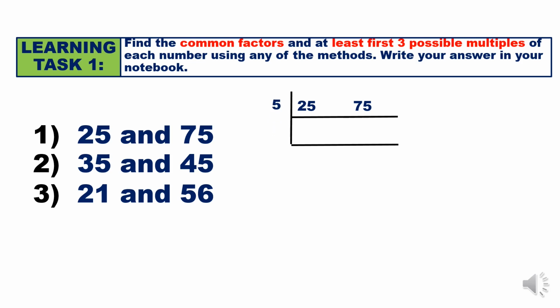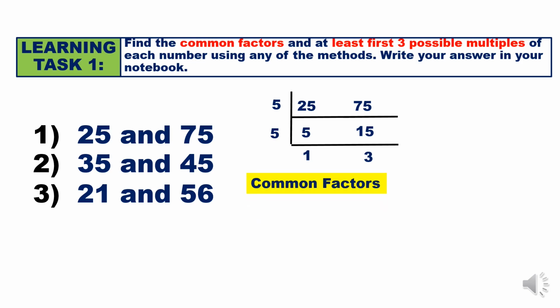Divisible siya ng 5. 25 divided by 5 equals 5. 75 divided by 5 equals 15. Sa 5 and 15, divisible ba siya ng 5? Yes. So 5 divided by 5 equals 1. 15 divided by 5 equals 3.